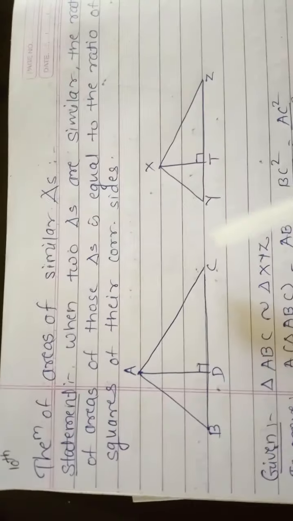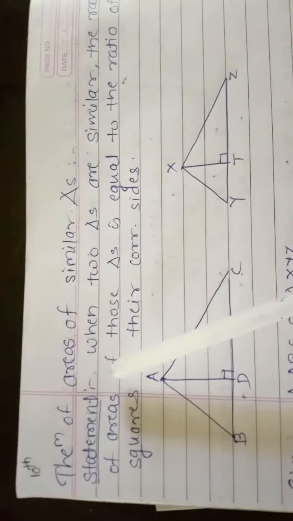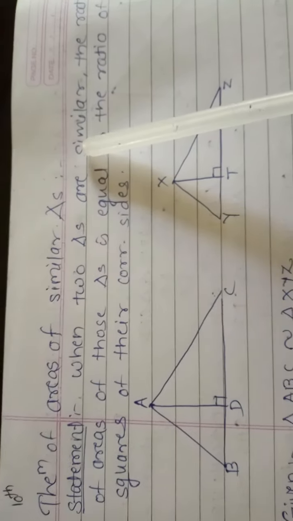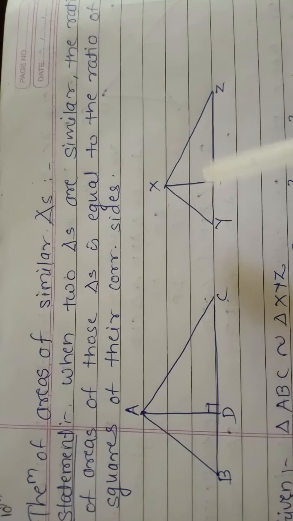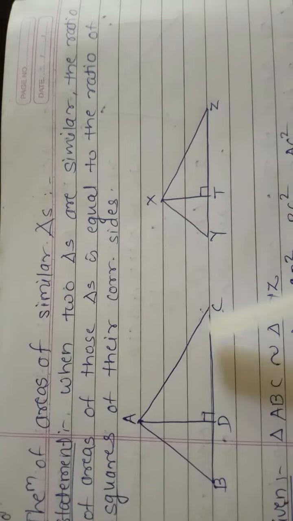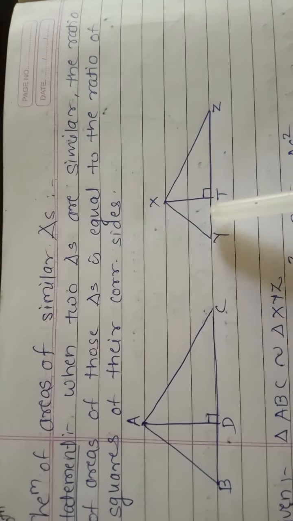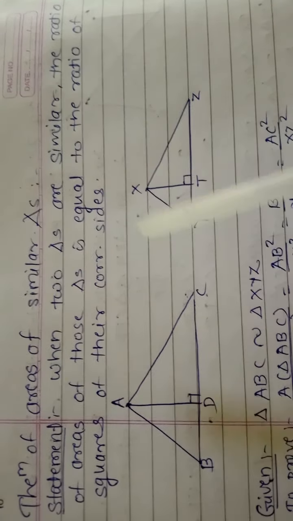Hello students, now I am going to continue the chapter Similarity of 10th standard, and the concept is the theorem of area of similar triangles. So when we are given two similar triangles, then the ratio of areas of these two triangles is equal to the ratio of squares of their corresponding sides. This is the statement for this theorem.